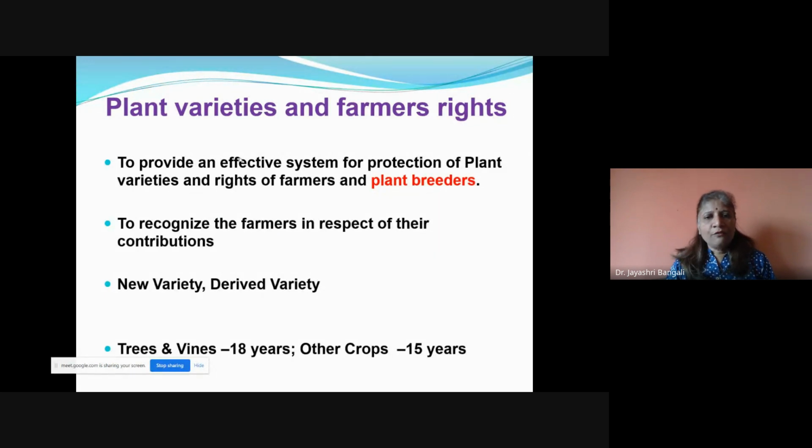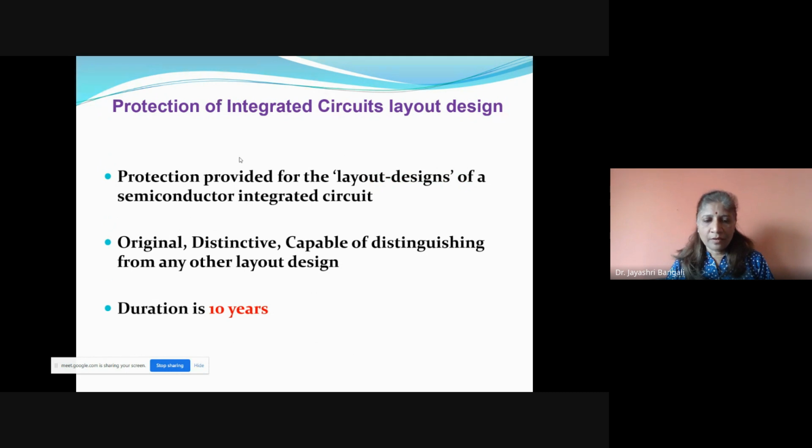The next is plant varieties and farmer rights. Here, if you want to provide an effective system for protection of plant varieties, farmers are doing research and trying with another breed. If there is an invention of this breed, they can protect their plant breed under plant varieties and farmer rights.